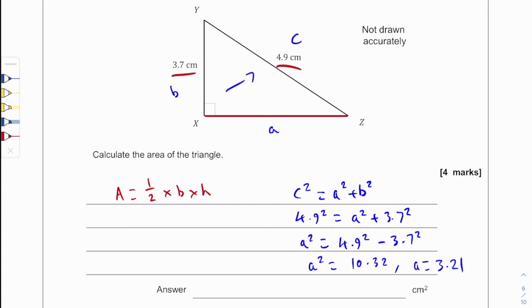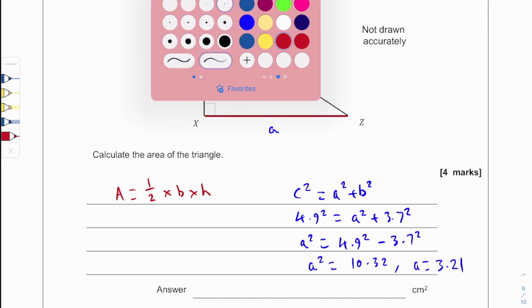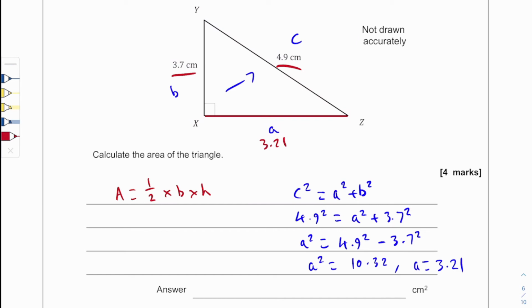Right, okay, so now we've worked out what a is, we'll write it on here, so we can say a is equal to 3.21. And we can now use our formula, so we'll just label on our base and our height. So this is our base, so we'll just put a b here, and our height is this length here.